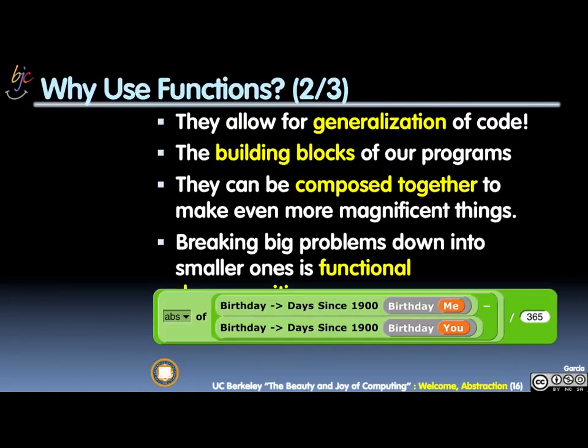That's awesome. So, in general, why we use functions, as I just said in that example, is to bring the generalization together so we don't have copies of code. They are building blocks of our program. You now build functions upon functions upon functions. It's really powerful. They can be composed together. Breaking big problems down into smaller ones is called functional programming.